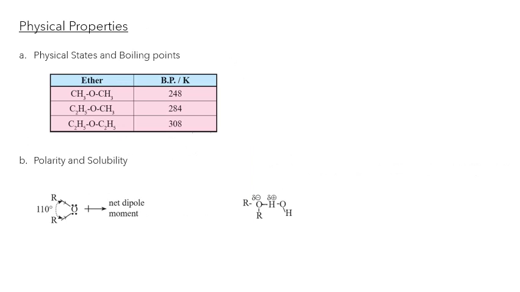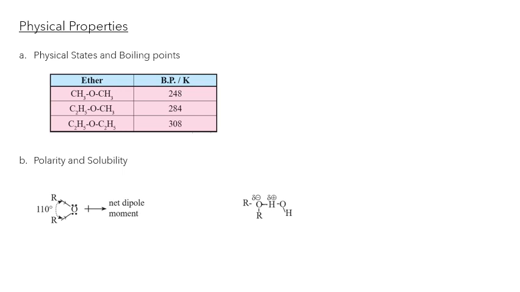Physical properties of ethers. First one, physical states and boiling points. Diethyl ether and ethyl methyl ether are gases. Other ethers are colorless liquids with pleasant odor. Lower ethers are highly volatile and highly inflammable substances. Boiling points of ethers show gradual increase with the increase in molecular mass.